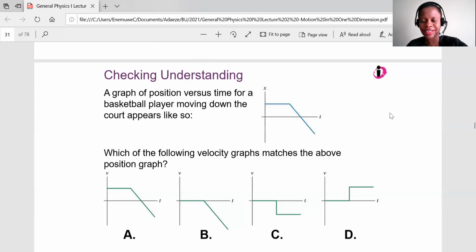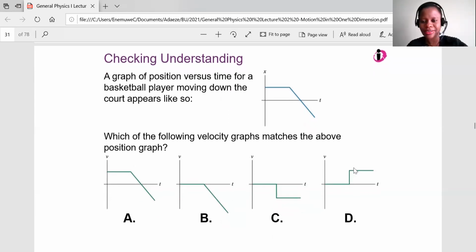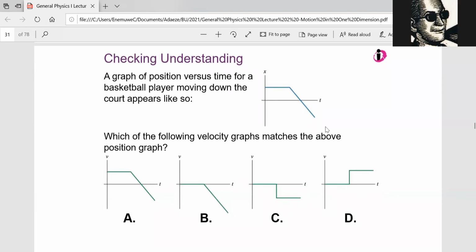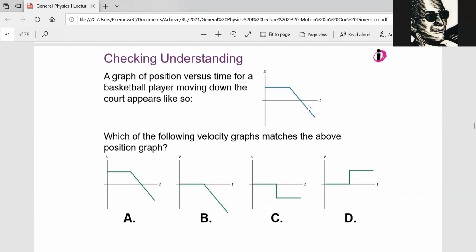Osia, are you still there? Yep. So you chose D as your option. Am I correct? We're using a positive-negative coordinate system to indicate direction. Yeah, but with this slope of the position-time graph, what can you tell us about the direction? Well, it's a negative slope. So it would be C in this case.